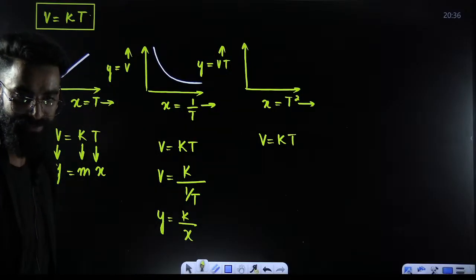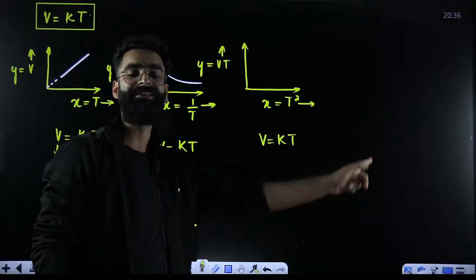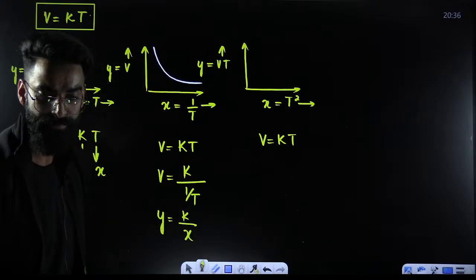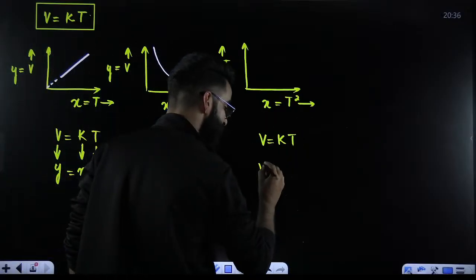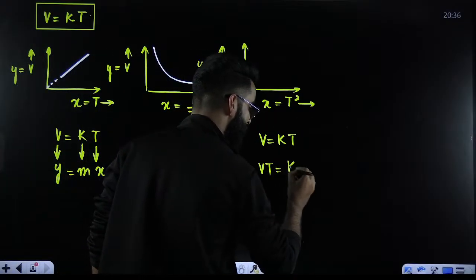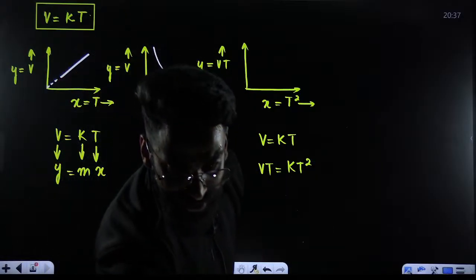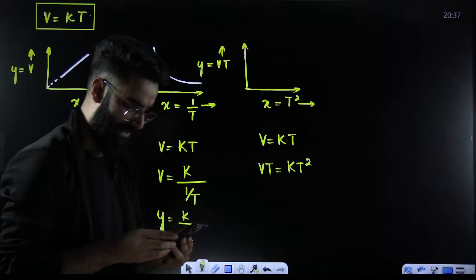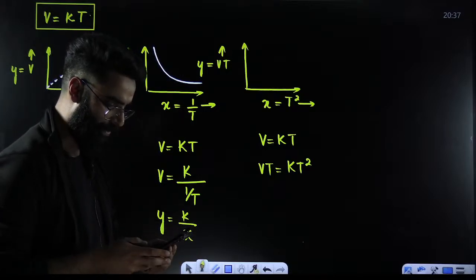So people, tell me one thing. How do I get Vt here? I'll be multiplying this equation throughout by temperature. If I multiply this equation throughout by temperature, this becomes Vt is equal to KT square. Perfect? Vt is equal to KT square.